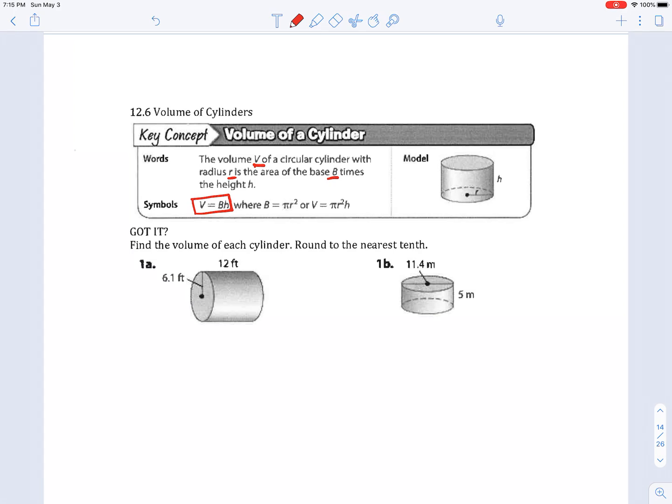When we had volumes of prisms, we had triangular prisms, which had triangle bases, or we had rectangular prisms, which meant it had a rectangular base. So our area formula for the base would change. Well, in a cylinder, since the base is always a circle, the area formula for the area of the base will always be pi r squared. So we can write our volume formula as pi r squared times h, because this pi r squared does represent our capital B, our area of a base. So let's try some problems.